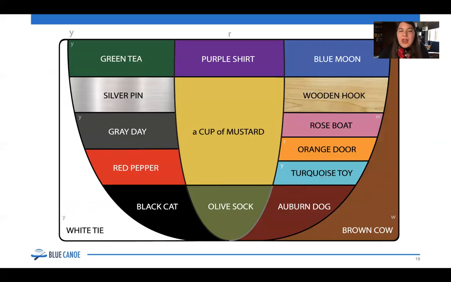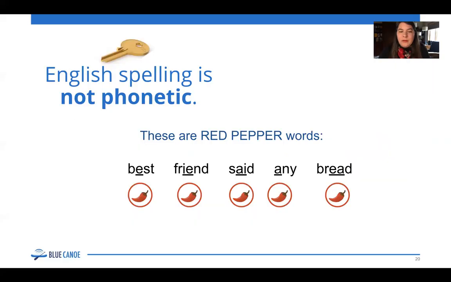Best, friend, said, any, bread. What color? They're all red pepper. So listen, this sound is the same here, here, here, here, and here. Red pepper best, red pepper friend, red pepper said, red pepper any, red pepper bread. Are you surprised?